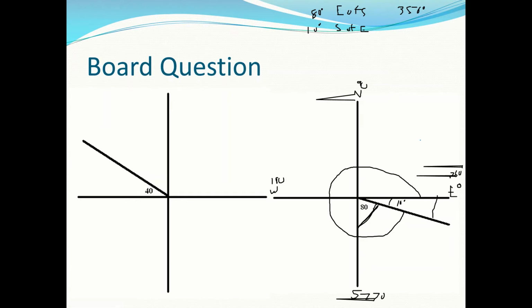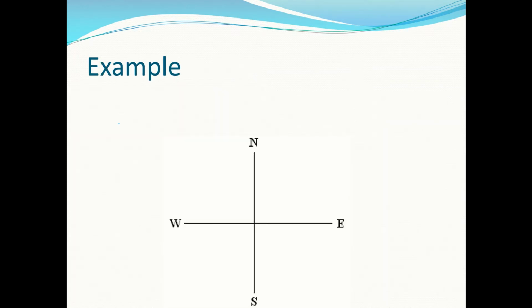And then bearing starts here, so this is 0, 90, 180. So I go 90 plus another 10, which makes it 100 degrees bearing. Okay, so there's some practice with that in your workbook as well. So what we can do now is we can draw velocity vectors.